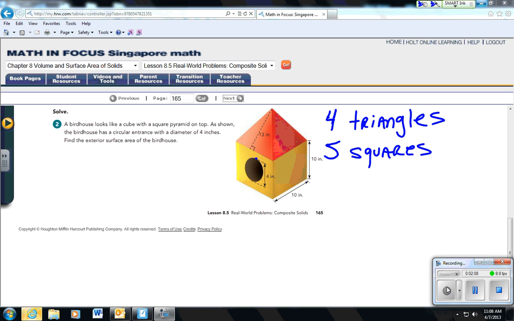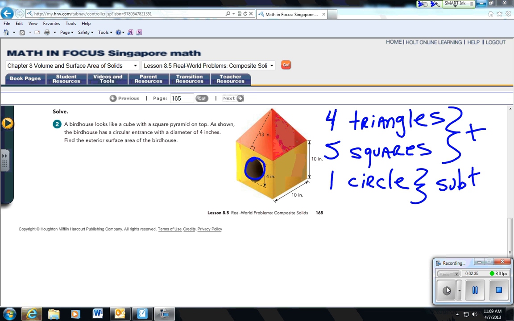And then it's got this hole cut in there for the birds to get into. So that takes away from the surface area of that side. So what we would need to do is find the area of 1 circle, and we are going to subtract the area of that circle from the area of that side of the square there. Once we add all of this together, we add these, and then you're subtracting the circle. So again, we developed our plan. Now we need to write the formulas for that plan.